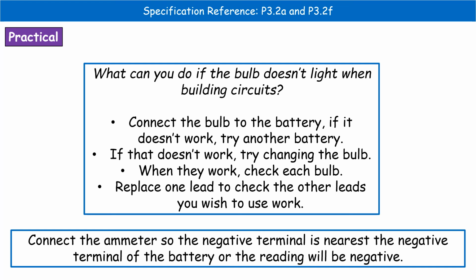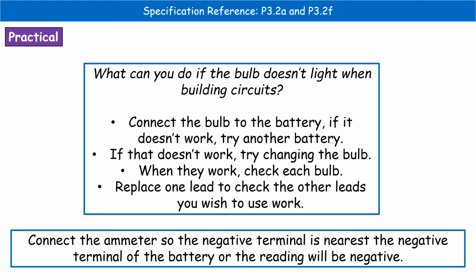When you're swapping out a wire, you only swap one out at a time. So you connect just 2 wires, one from one side of the battery to the bulb, one from the other side of the battery to the bulb. If that lights up, take out one wire, put a new one in. If it lights up, keep going until you've checked all of your wires.